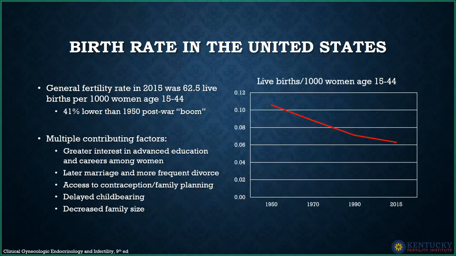Birth rate, however, is decreasing. That's something that's held pretty true since the post-war period. That's where we see women delaying childbearing due to advancing education and careers, getting married at later ages, more frequent divorce, more contraception, more family planning accessibility, and in general, people desiring smaller family sizes than they used to. That's a little different than an increase in infertility, but it is true that our birth rate is going down as a nation.